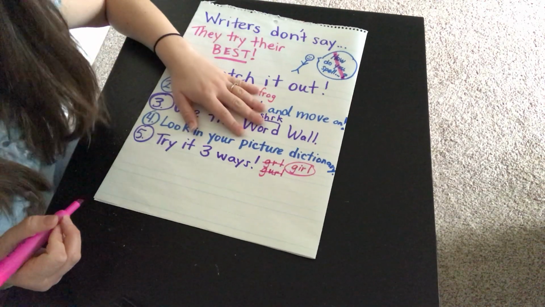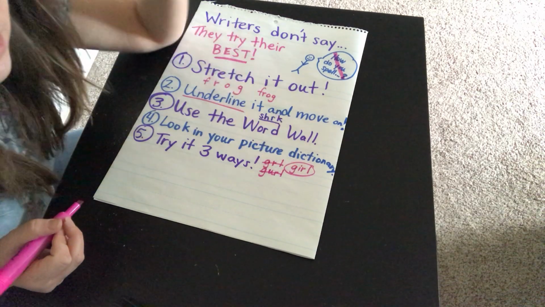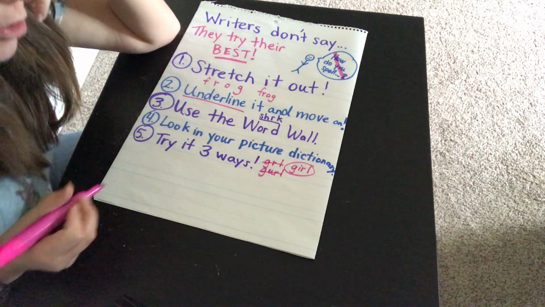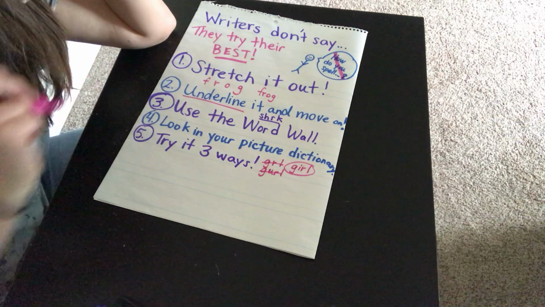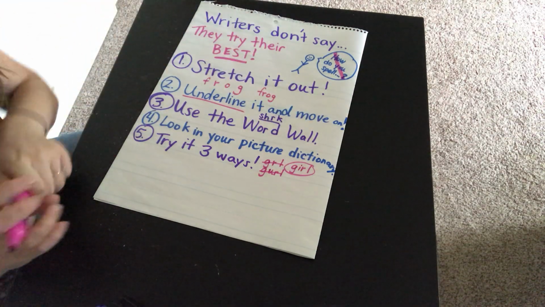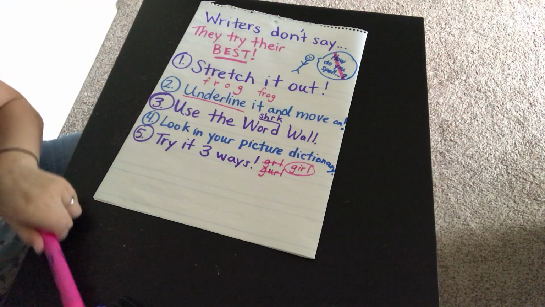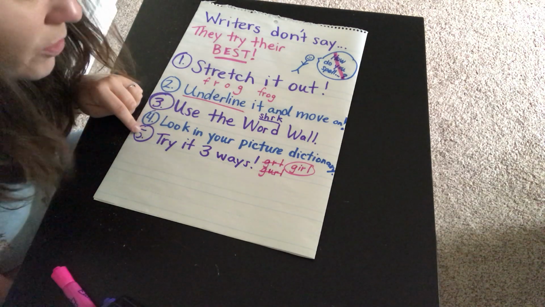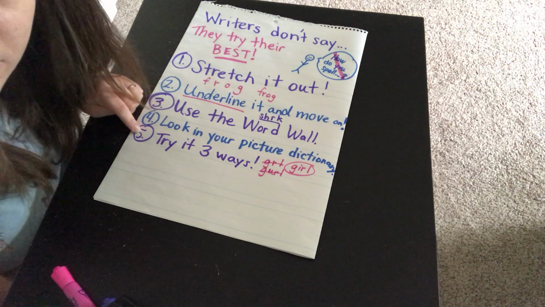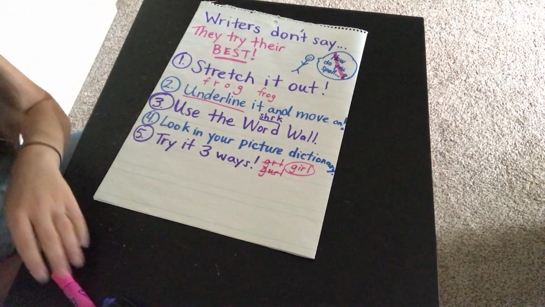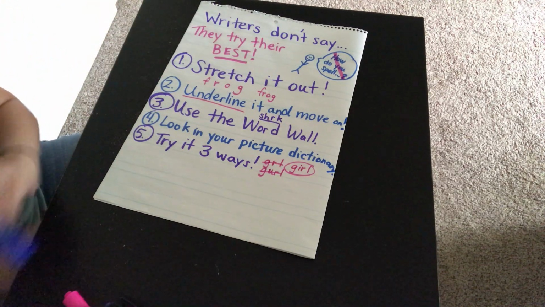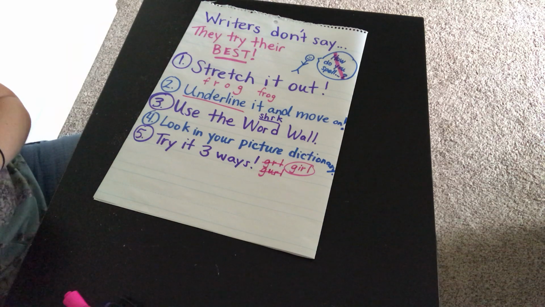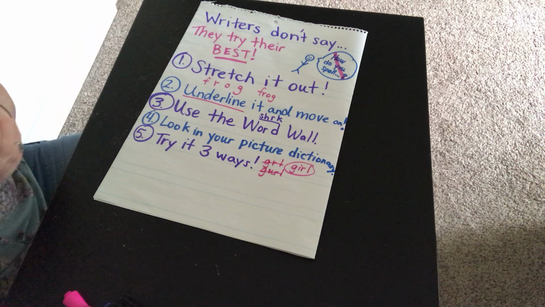Okay, so when you try it 3 ways, you just write the word 3 different ways that you think it could be spelled, and then mark out 2 of them and go with the 1 way. That's how you try it 3 different ways. And remember, if you don't like one of these strategies, like you think I don't think that would work for me, then don't use that strategy. Try a different one.